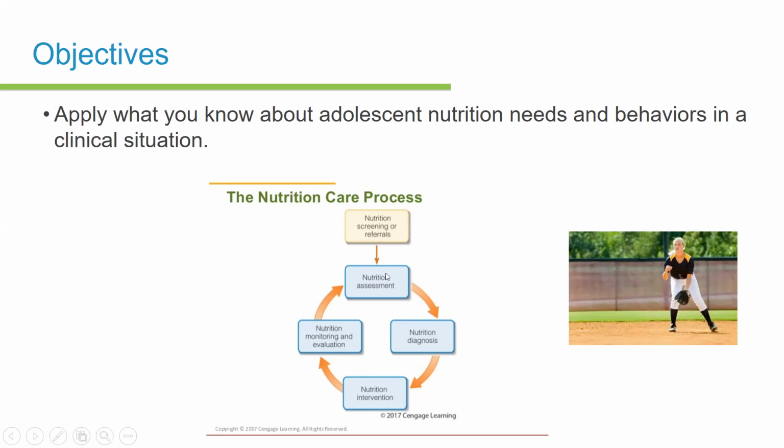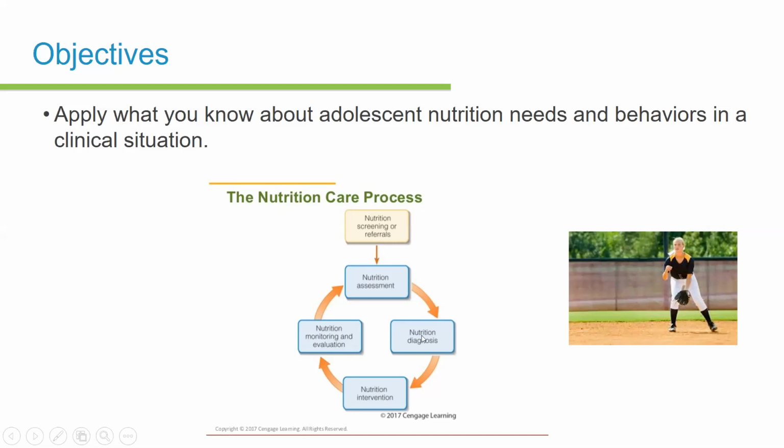So it's a cycle. First, we figure out what the problem is, we give it a name, and then we treat it. We do something about it. A lot of times in the nutrition world, we treat using special diets, possibly supplements. Maybe someone just needs education or counseling. So those are common interventions. And then if we're good at our job, we're going to monitor and evaluate and make sure our intervention works.